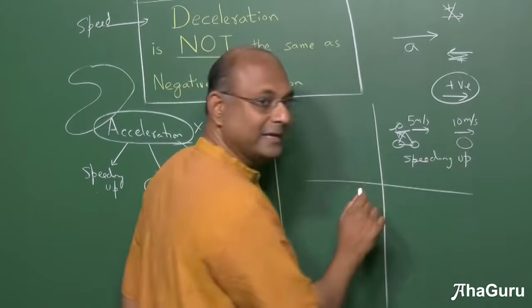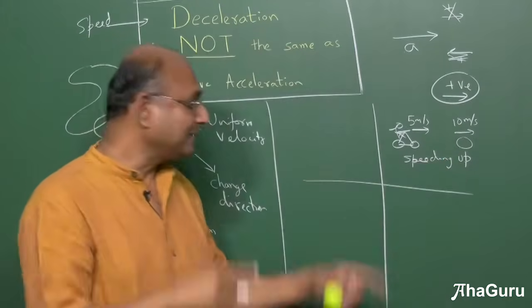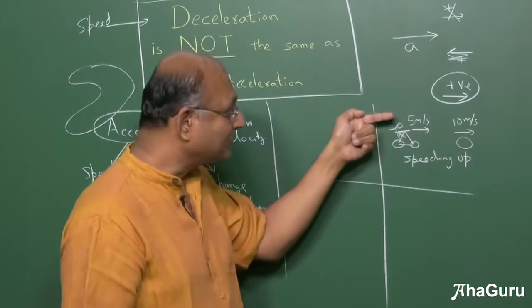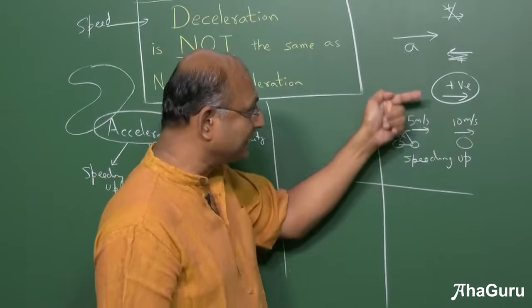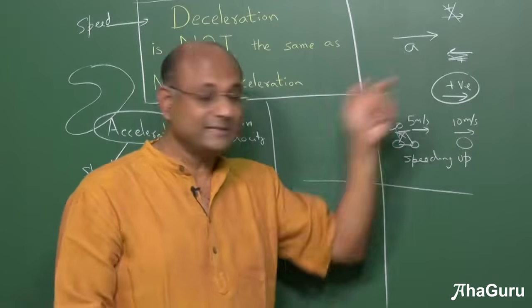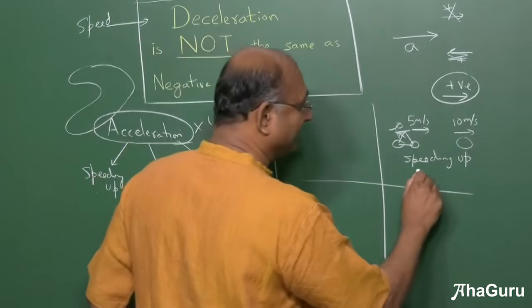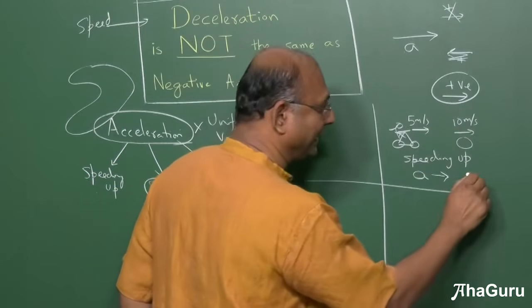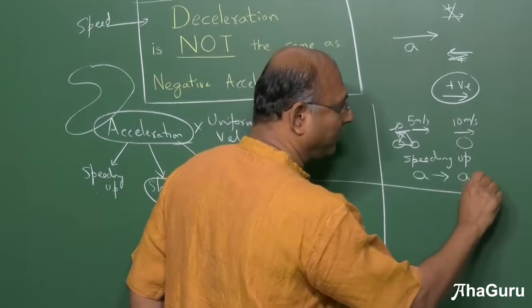Correct? Is it accelerating? Yes. What direction is the acceleration? The acceleration direction is that way. That's why 5 has become 6, 7, 10. It is increasing that way, right? So the acceleration direction is like that. That is positive. Therefore, I'm going to say acceleration positive.